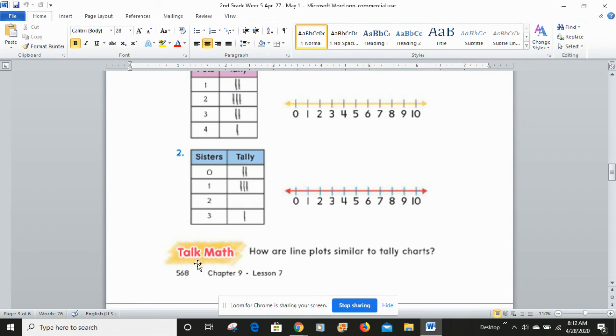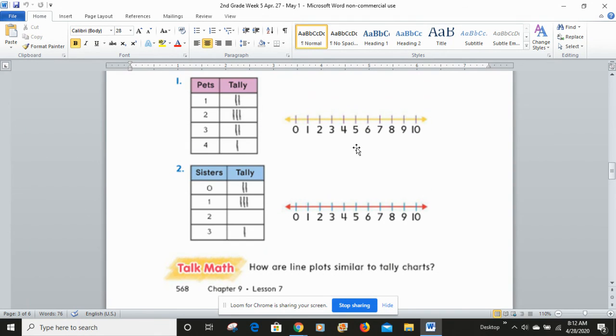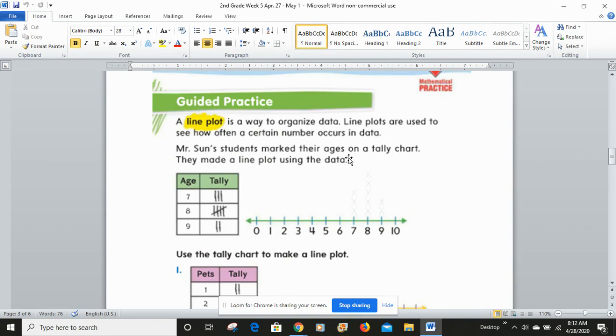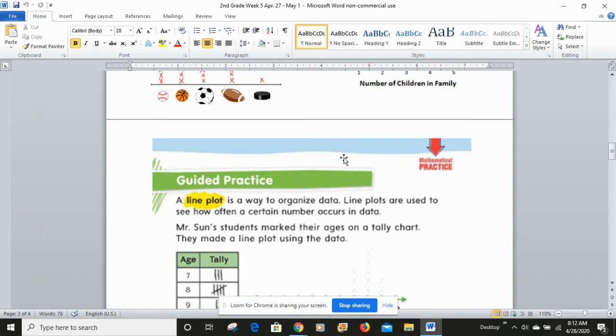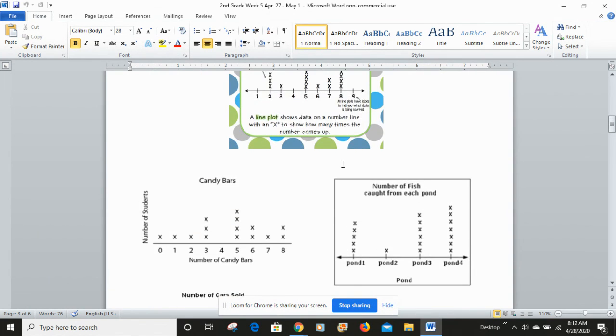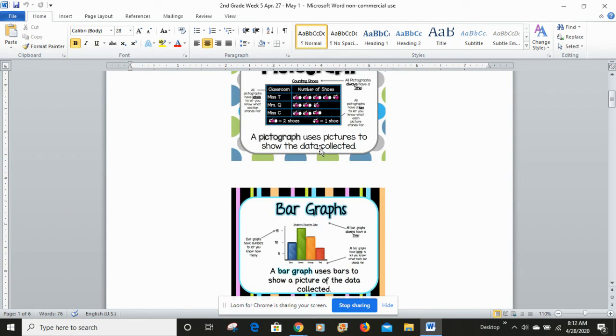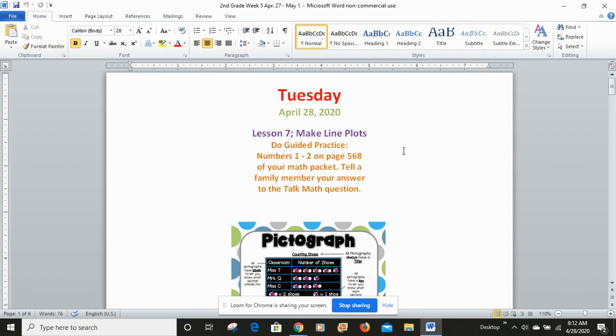Now, down below, the talk math. How are line plots similar to tally charts? So what does this do that's similar to this? What does this do that's similar to that? So how are line plots similar to tally charts? So here's your guided practice for today. Use some of the information I showed you up here to help construct a line plot. And it's on page 568 of your math packet.